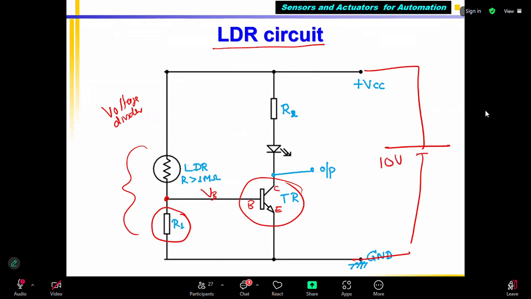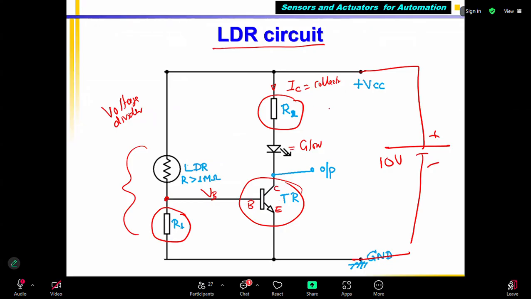For example, 10 volt power supply, plus minus. The plus voltage is given to the transistor collector through resistor R2 and one LED. Whenever power is there, the LED will glow. Right? So that means I am applying 10 volts. Then the resistor limits the current. The current flowing to the collector is called IC, or collector current.